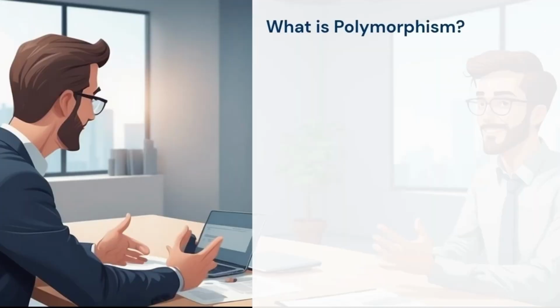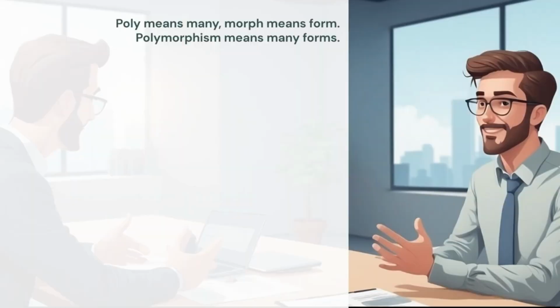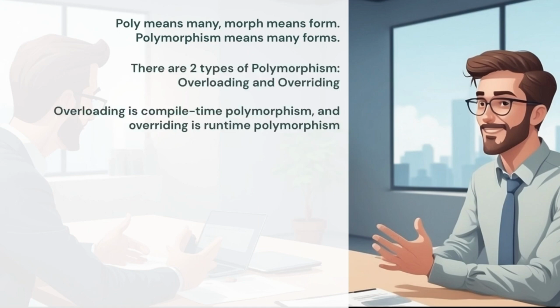What is polymorphism? Poly means many. Morph means form. Polymorphism means many forms. There are two types of polymorphism: overloading and overriding. Overloading is compile-time polymorphism, and overriding is runtime polymorphism.